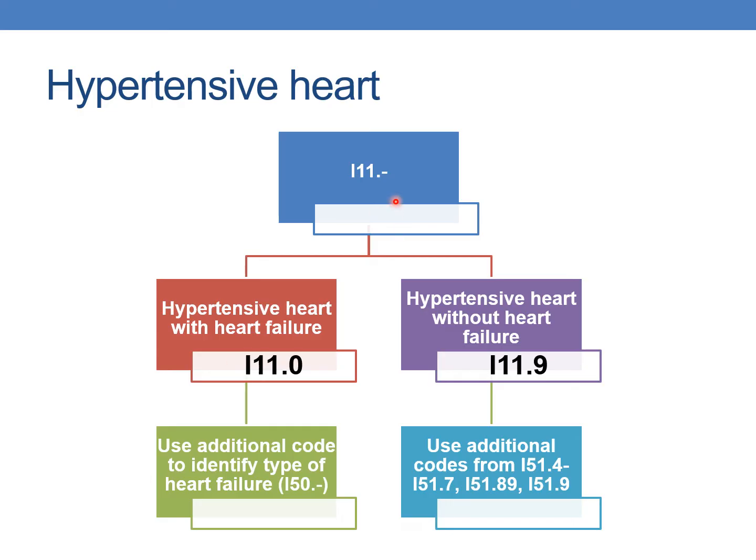So the I11 series is further categorized into I11.0 and I11.9. Whenever hypertension is associated with heart failure, first you need to code I11.0 as PDX, followed by the type of heart failure as SDX. The second is I11.9, hypertensive heart disease without heart failure. There are other heart conditions other than heart failure which come under I51.4 to I51.7, I51.89 and finally I51.9. For all these conditions, first you need to code I11.9 followed by these conditions.